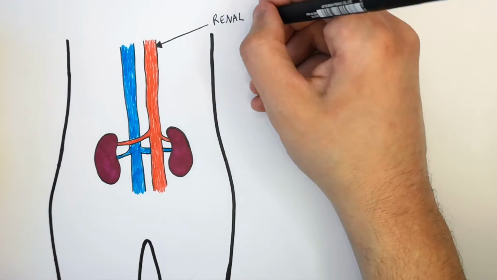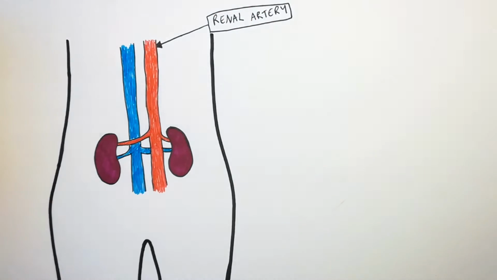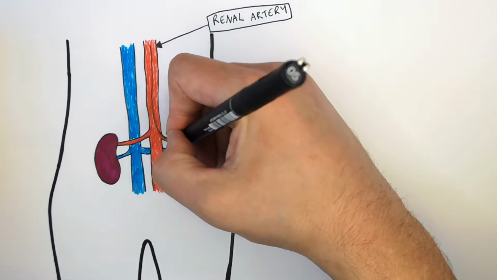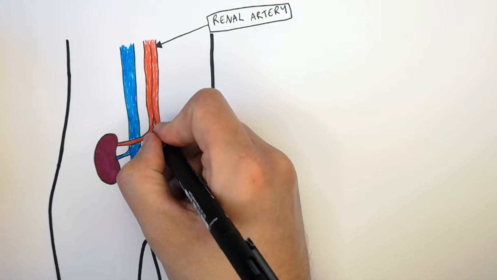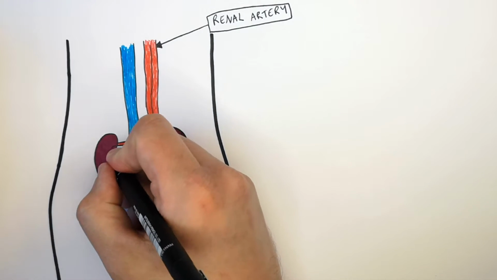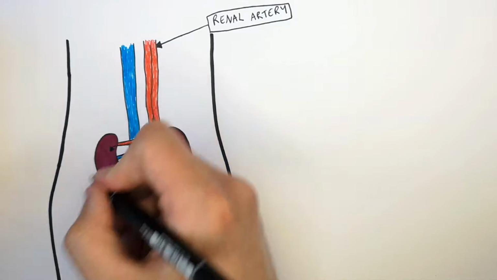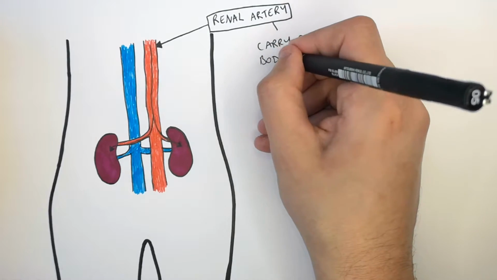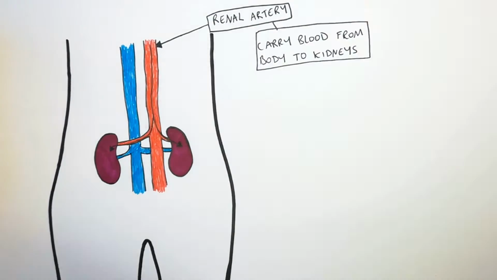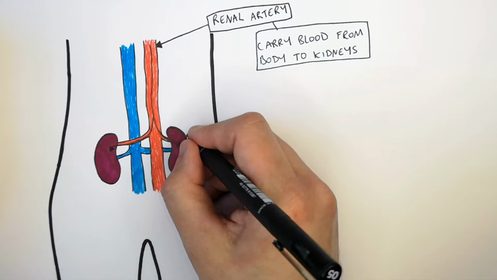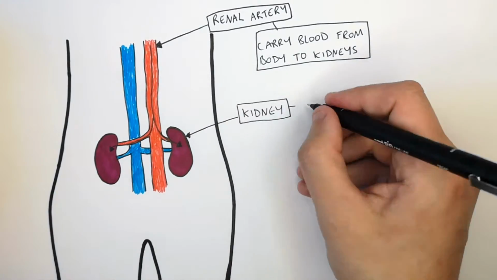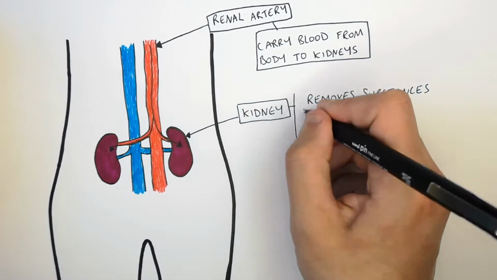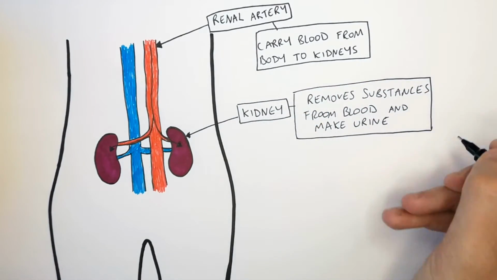So this is the renal artery. And as you can see, the renal artery supplies the kidneys with blood that needs to be processed. So I'm now drawing the blood that requires processing entering the kidneys from the renal artery. So the renal artery carried blood from the body to the kidney. This here is the kidney, an organ called the kidney, and it removes substances from blood and makes urine. We're going to look in more detail in the kidney in another video.